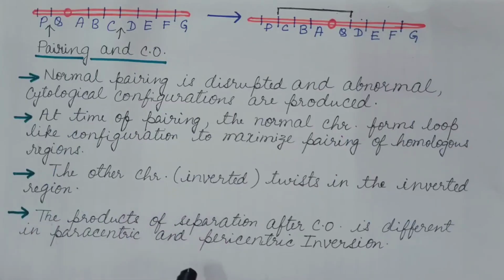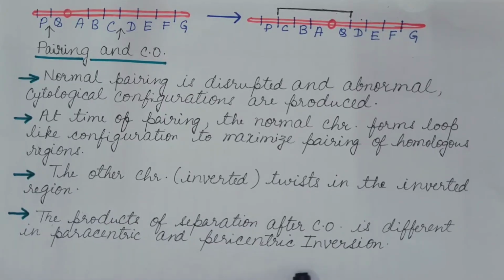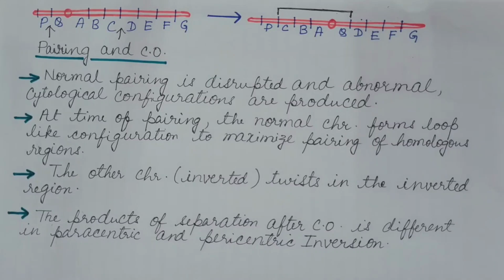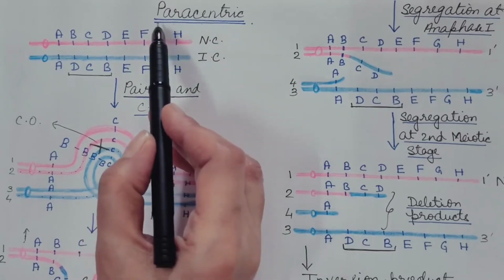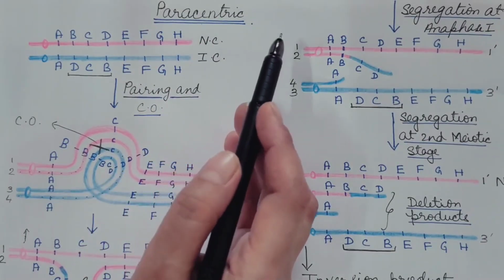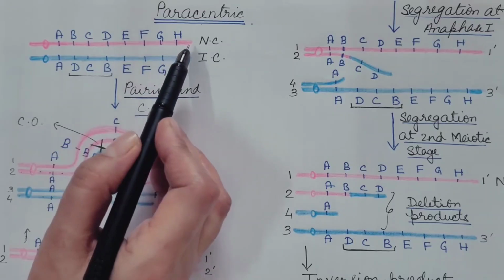So after the pairing, crossing over takes place between the homologous chromosomes, and we have seen that there are two types of inversion, paracentric and pericentric, and the product of crossing over in the case of paracentric and pericentric inversion is different. So we will discuss them one by one. So now let us see the pairing and crossing over in paracentric inversion. This is the normal chromosome.